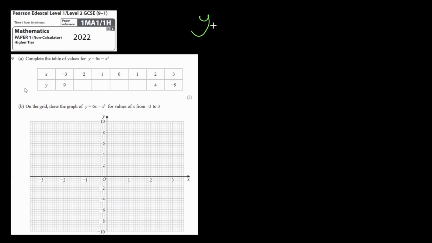So we're given that y is equal to 6x minus x cubed. And we've been given a half-completed table, and we've been asked to fill in the blanks. Well, one of the easiest blanks I can see is 0, because if I put 0 into here, y will be 0. If x is 1, we get 6 minus 1, so this will be 5.